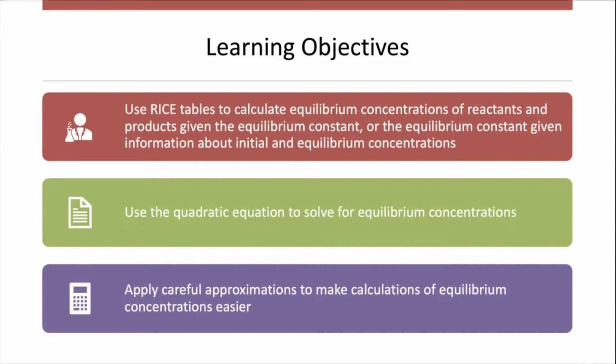Also, if we know the equilibrium and initial concentrations, we can use that information to calculate the equilibrium constant for a reaction. We're going to talk about how to do this, which will sometimes require us to use a quadratic equation and sometimes require us to make an approximation instead. So I'm going to explain to you when we can do those things and how we carry them out.